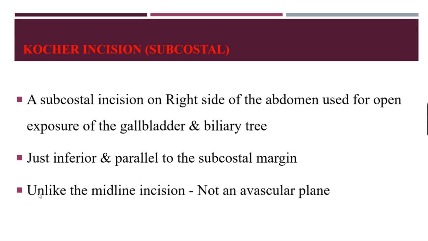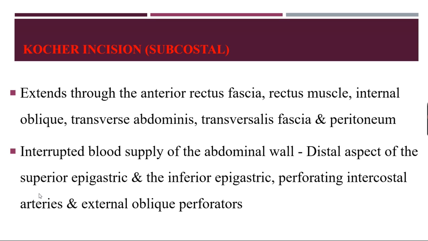A subcostal incision on the right side of the abdomen is basically for gallbladder and biliary tree. It is located just inferior and parallel to the subcostal margin, the Kocher incision. And unlike the midline incision, it is not an avascular plane. Means the midline incision was an avascular plane, no vessel trauma usually. But this Kocher incision is a vascular plane. That's why bleeding does occur, right?